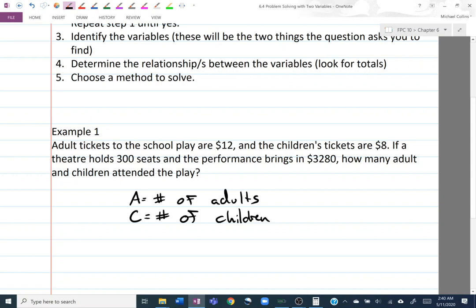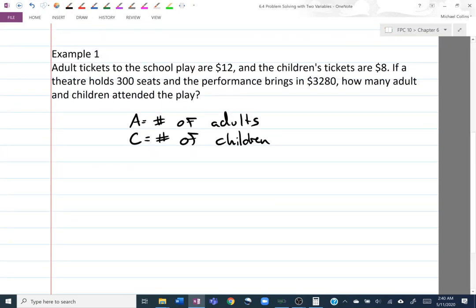Now we want to determine the relationship or relationships between the variables. There will be two relationships between the variables for all of these. They are going to be equations. We want to look for totals. We have two totals in here: one in terms of seats and one in terms of money. Those are the two totals. The 12 and 8 aren't totals, they're just more information that we might need.